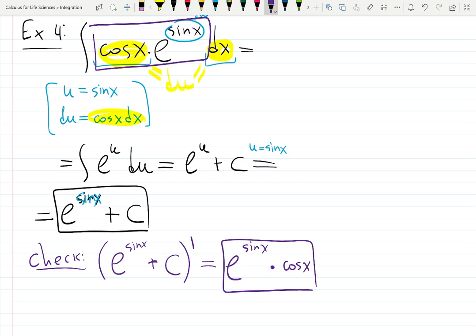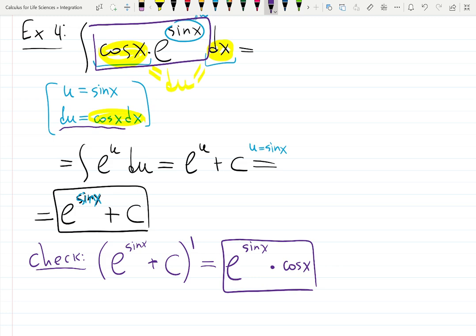Why did the cosine disappear? Cosine got swallowed or absorbed by du. When u was chosen to be sine, du became cosine and got renamed. Make sense? It canceled out when you divided e by cos x dx, aka du. Yes, du canceled out, exactly.